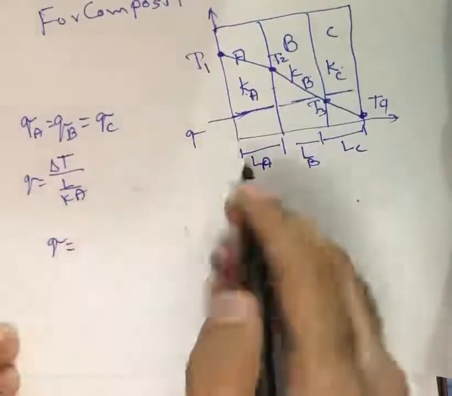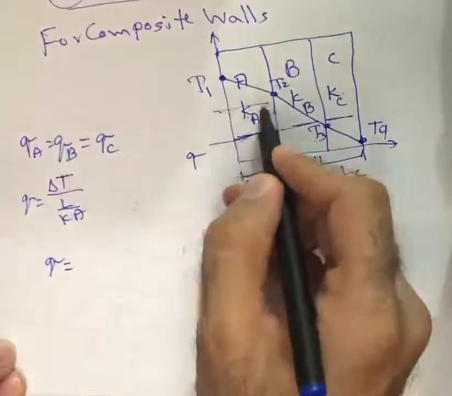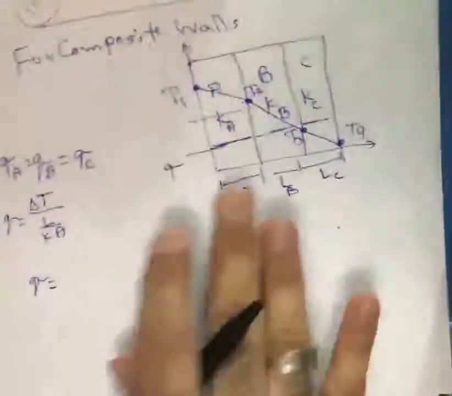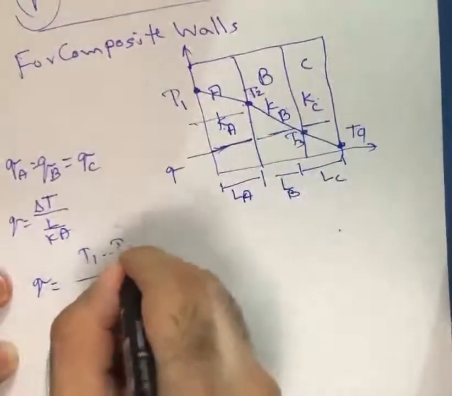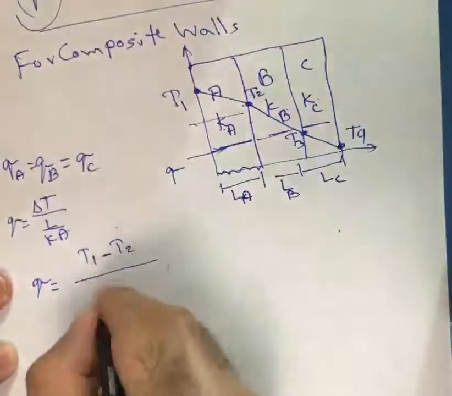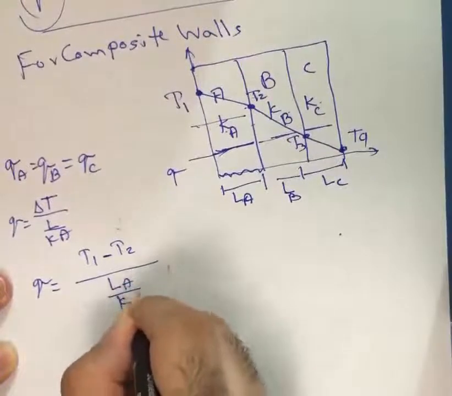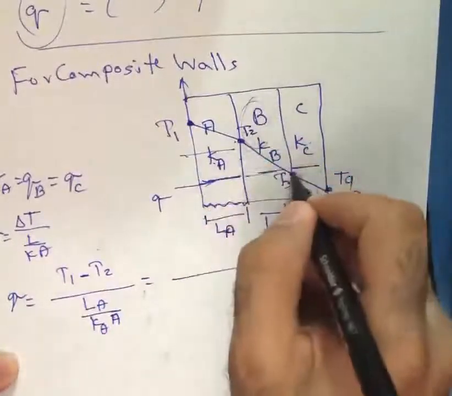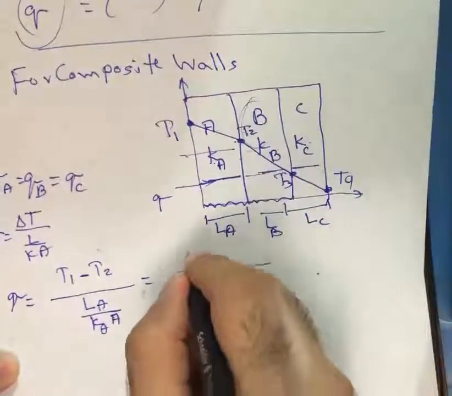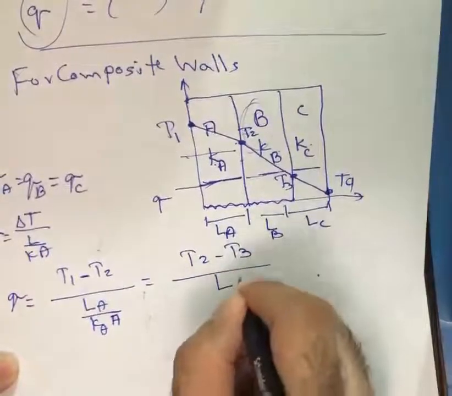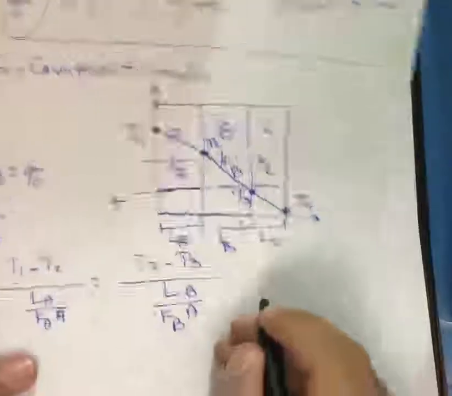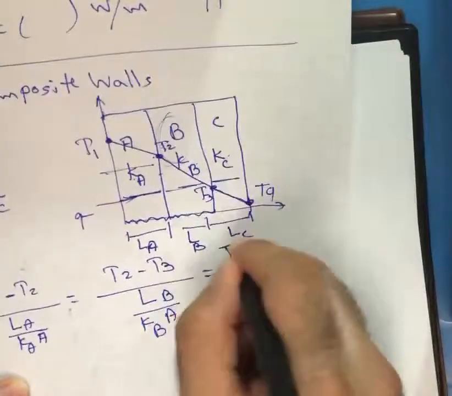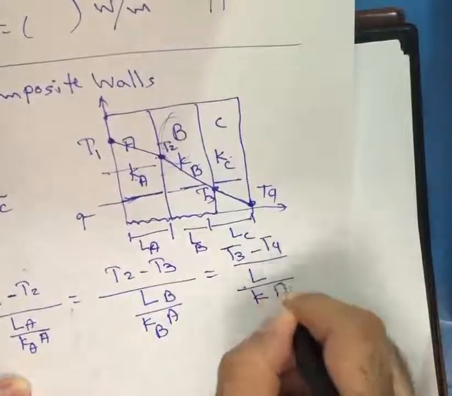So I will write the following. Q through this wall will be T1 minus T2, as I illustrated, divided by the thermal resistance of this wall, which is L of A divided by K of A multiplied by the area. We will assume here the area is constant. This is equal to the heat transfer through the wall B, which is T2 minus T3 divided by L of B divided by K of B times the area, and this is equal to the heat transfer through wall C, which is T3 minus T4 divided by L over Ka for wall C.